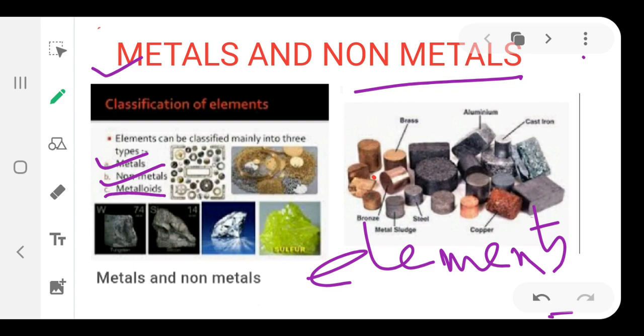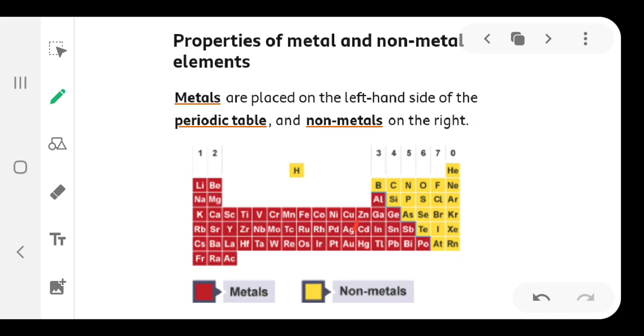New word is there, metalloids. So one is metals, then non-metals and metalloids. These are the basic types of various elements. Now let us see what an element is first.